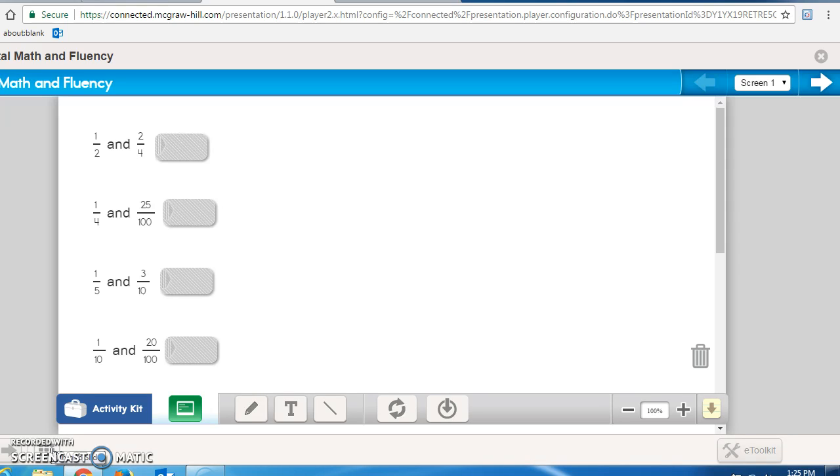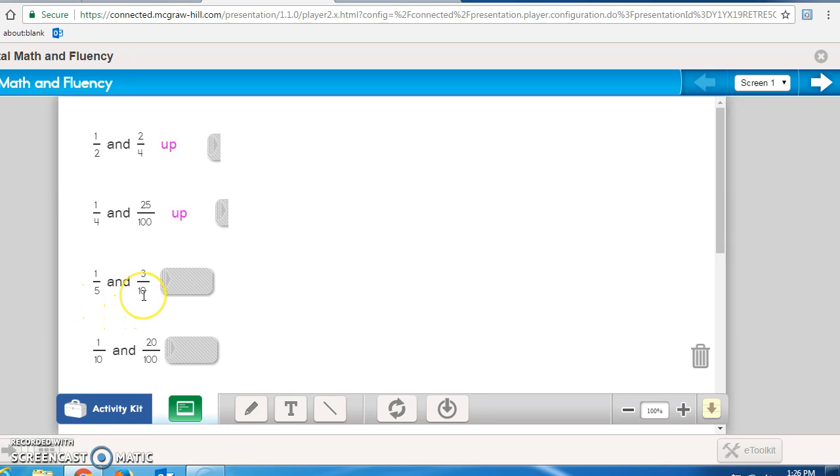All right, I want you to look at the fractions on this page, and I want you to think to yourself, thumbs up if they're equivalent, and thumbs down if they're not. So is 1/2 and 2/4 equivalent? Hopefully you went 2 times 2 is 4, and 1 times 2 is 2, so that's a thumbs up. 1/4 and 25/100. Well, 4 times 25 is 100, and 1 times 25 is 25. So another thumbs up.